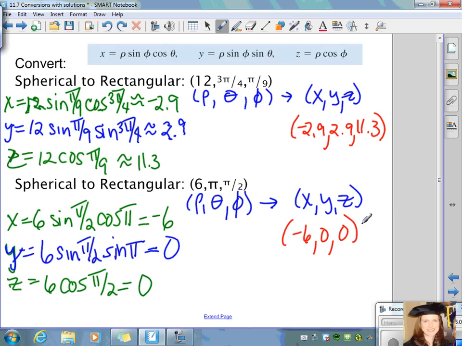Again, it is a good idea to sketch these points in space and make sure that the coordinates bring you to the same location.